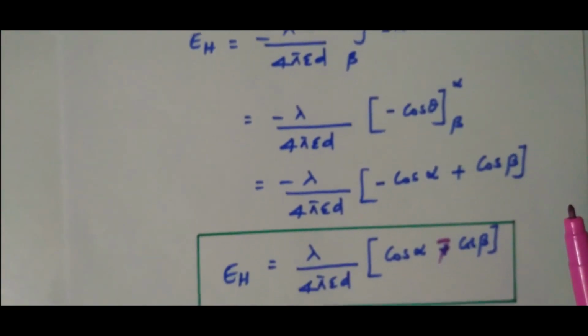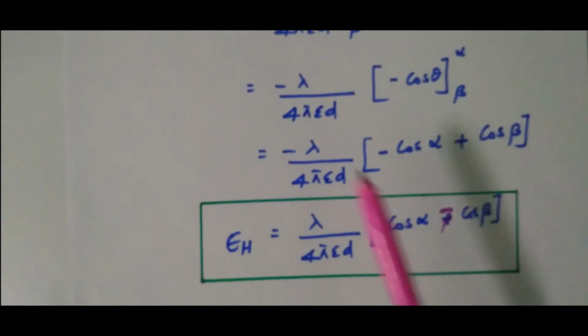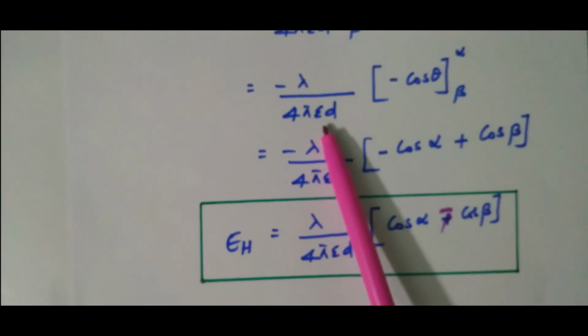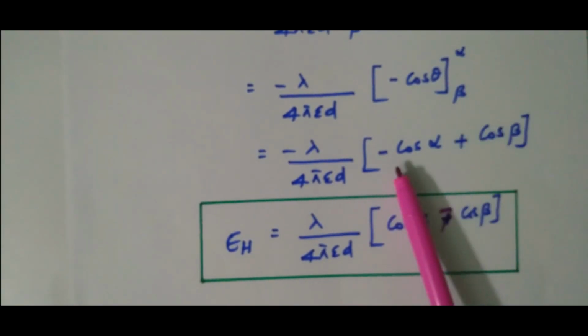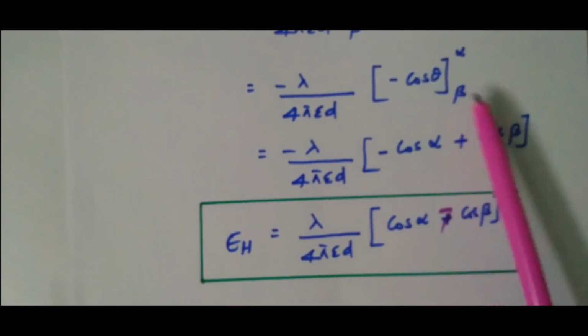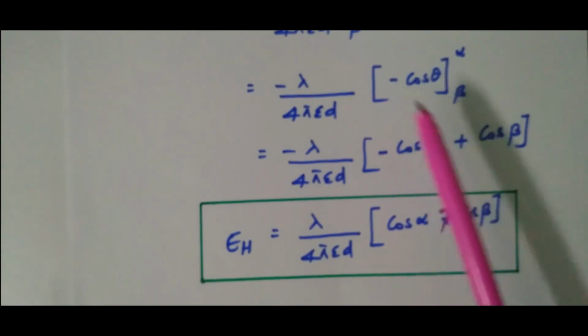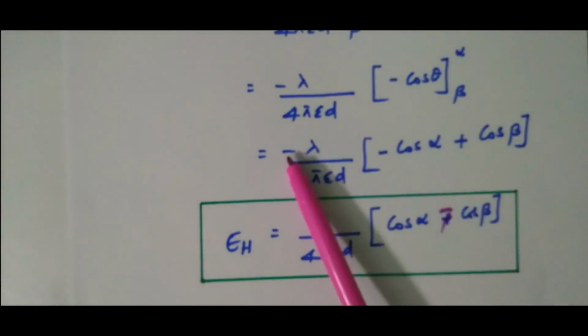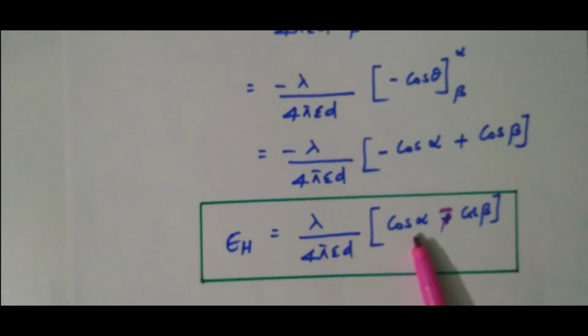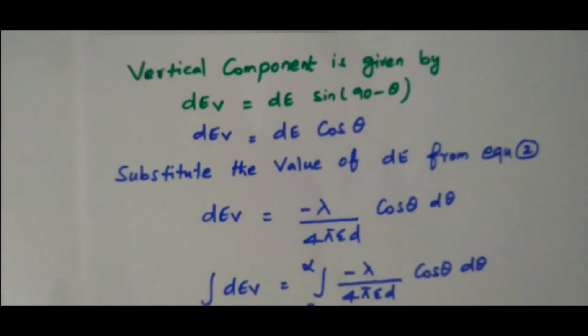So minus lambda divided by 4 pi epsilon d, the integral of sin theta is minus cos theta with limit beta to alpha. Substituting the upper limit gives minus cos alpha. While substituting the lower limit, one negative will be there, and already one negative is there, so it becomes positive cos beta. Multiplying inside the negative, this becomes positive: cos alpha minus cos beta. So EH equals lambda divided by 4 pi epsilon d, cos alpha minus cos beta. This is the horizontal component. We got the expression for the horizontal component.